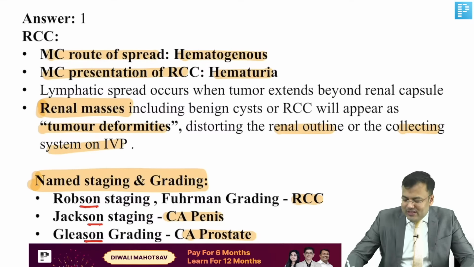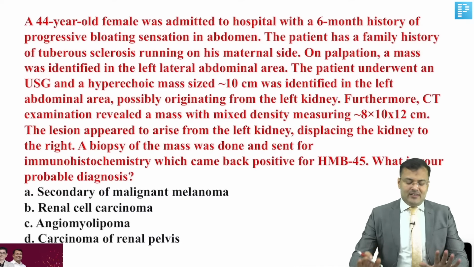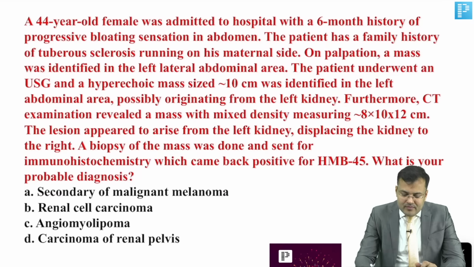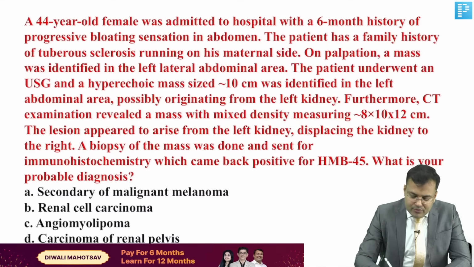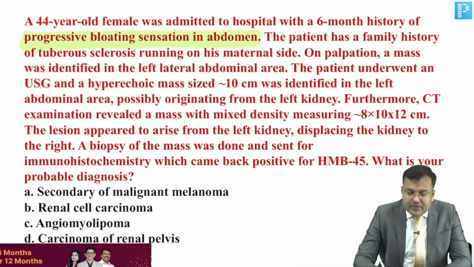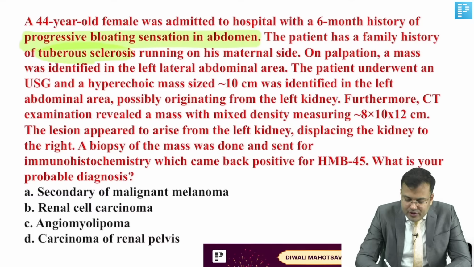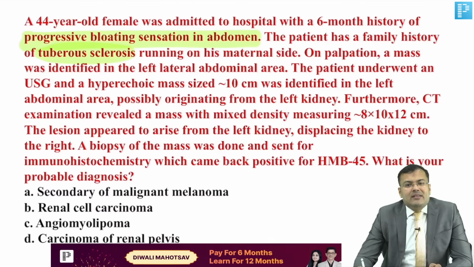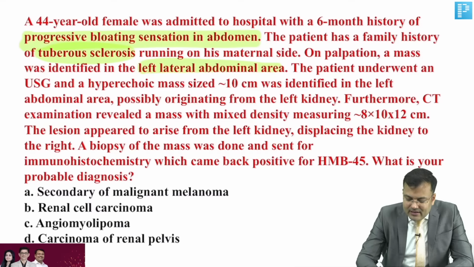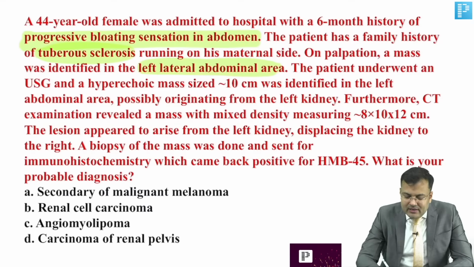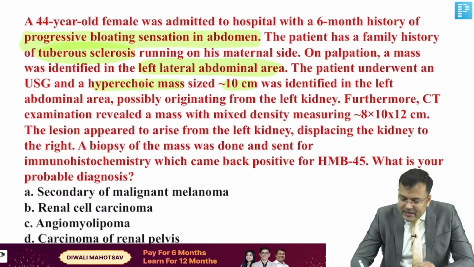CA prostate. Now, see the next question, very easy, very important, asked in pathology as well as in surgery. See this integrated question. A 44 year old female was admitted to the hospital with a 6 month history of progressive bloating sensation in the abdomen. The patient has a family history of tuberous sclerosis. Important clue: this tuberous sclerosis is running on the maternal side. On palpation, a mass was identified in the left lateral abdominal area. The patient underwent an ultrasound. A hyperechoic 10 centimeter mass was identified in the left abdominal area arising from the left kidney.